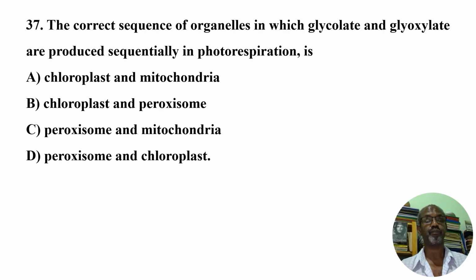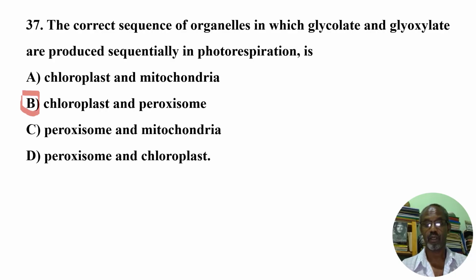Question number 37. The correct sequence of organelles in which glycolate and glyoxylate are produced sequentially in photorespiration is: glycolate first is produced in the chloroplast, of course. Glyoxylate is produced in the peroxisomes. Chloroplast, peroxisome, this order. Therefore, this is the answer.